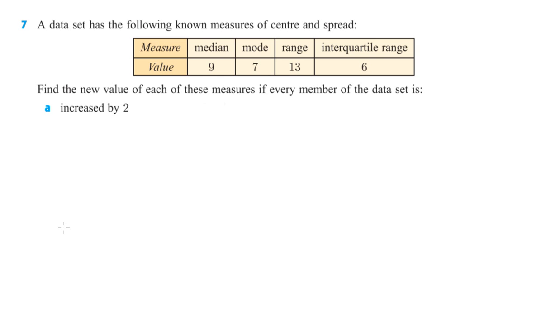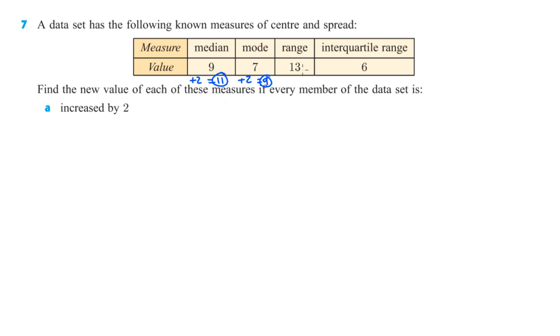Last one is number 7. Data set has the following known measures of center and spread. Find the new value of each of these measures if each member of the data set is increased by 2. Okay, so if the median was originally 9, all those pieces of data increased by 2, we're simply going to add 2 to our median to get 11 for our new median. Mode, the one that happened the most often, was 7. If all those 7s got increased by 2, guess what? That's still going to be our mode, because 7 plus 2 is 9, so 9 would now be our mode. Okay.